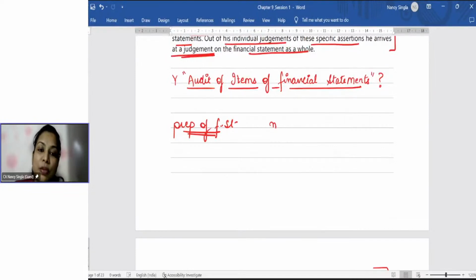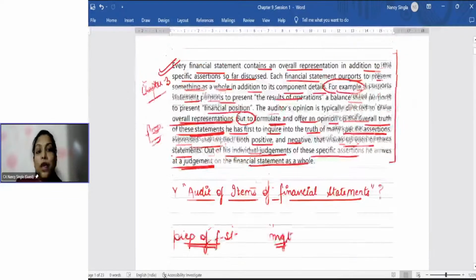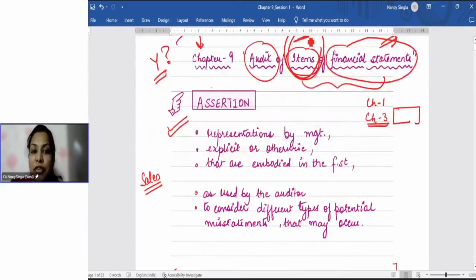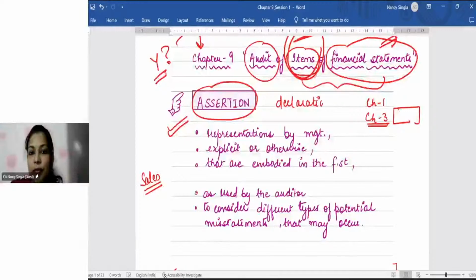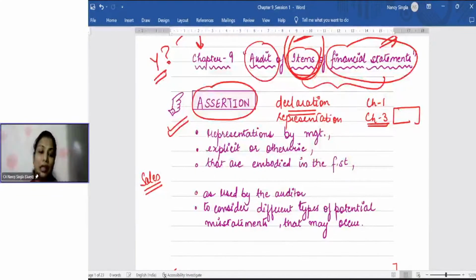See, management is responsible for the preparation of financial statements. Okay? Now, what is meant by the term assertion? If you look at the dictionary meaning of the term assertion, it means a declaration, or a representation. If I explain this to you in Hindi, basically it means दावे के साथ कुछ कहना.